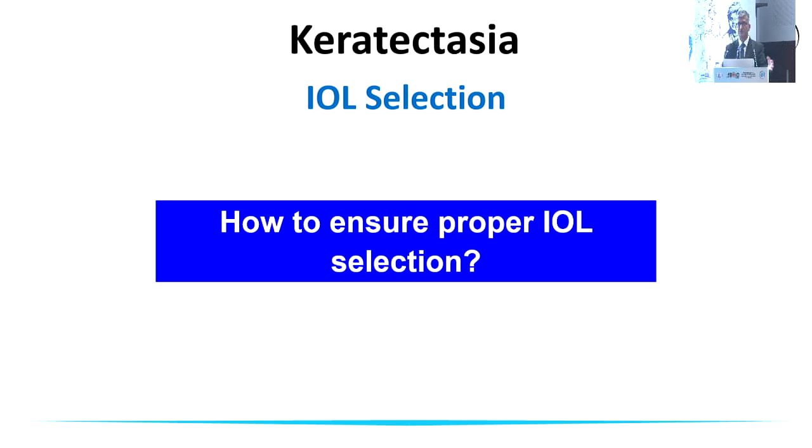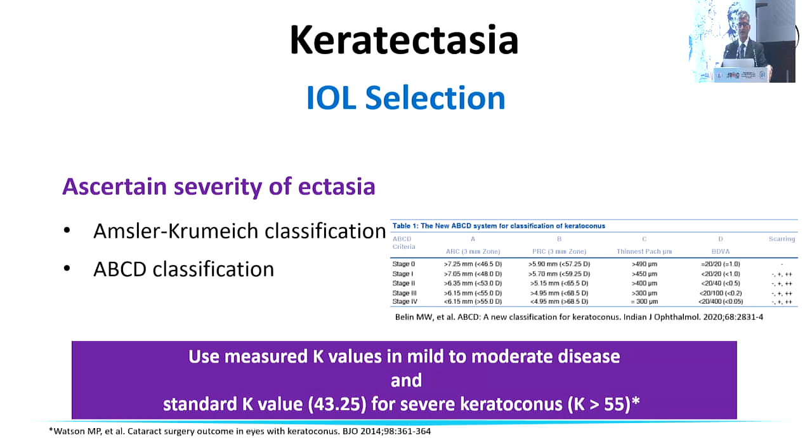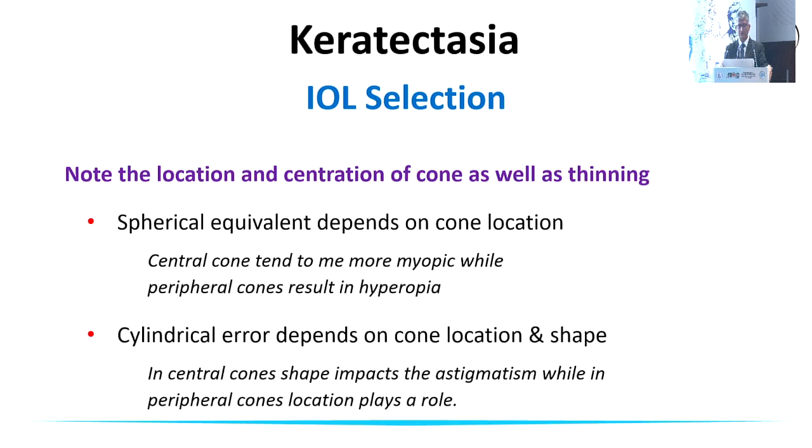So what are the solutions? What are the strategies that we can use for proper IOL selection? The first and foremost is that you have to ascertain the stability of ectasia. If keratoconus is still progressive, use collagen cross-linking or intrastromal rings to flatten the cone. If the keratoconus is advanced, perform corneal procedure before you undertake cataract surgery. Ascertain the severity of ectasia. It is important because you can use measured K value for mild to moderate keratoconus, whereas you must use the standard K value for severe keratoconus.